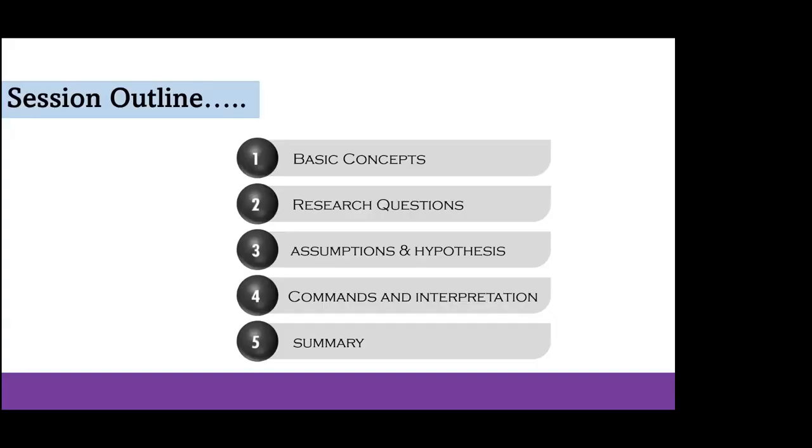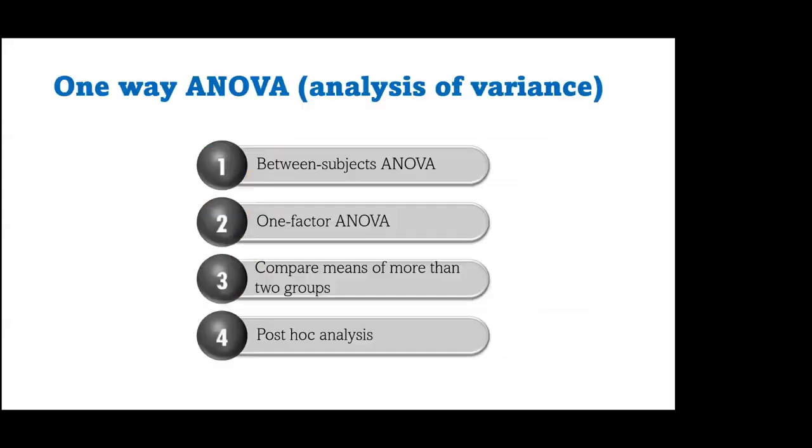So this one-way ANOVA, again, like all other sessions, we will learn the basic concepts, then research questions, assumptions and hypothesis, commands and interpretation, and the summary. This one-way ANOVA is known as the analysis of variance. That term only says that we are analyzing variance, and it is also known as the between-subject ANOVA, one-factor ANOVA. In this, we compare the means of more than two groups.